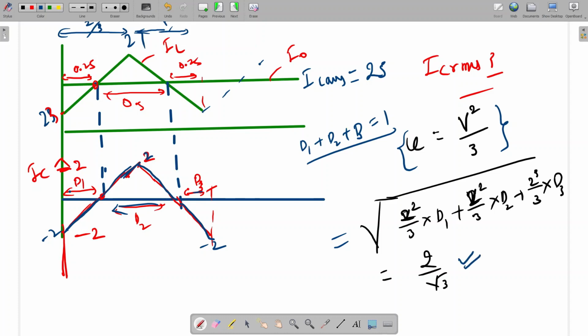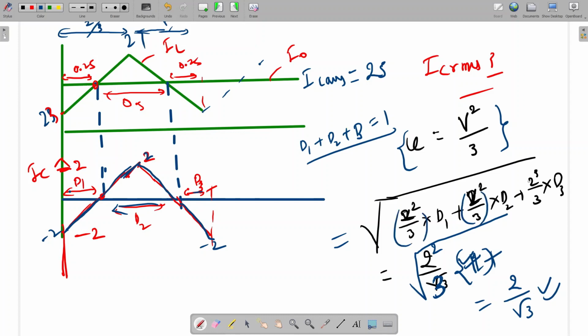Sir, here we are getting only 2, sir. How? Here 2 square is 4, sir. 2 square 4, 2 square 4, like that. Okay, we get 12 by 3, that is 4. Under root 4 we get 2 now, sir. See, 2 square by 3 will be common, and D1 plus D2 plus D3 is equal to 1. Okay. And this will be the total. So final will be 2 by root 3. Is it clear? Okay, sir. This all part will be common, 2 square by 3.